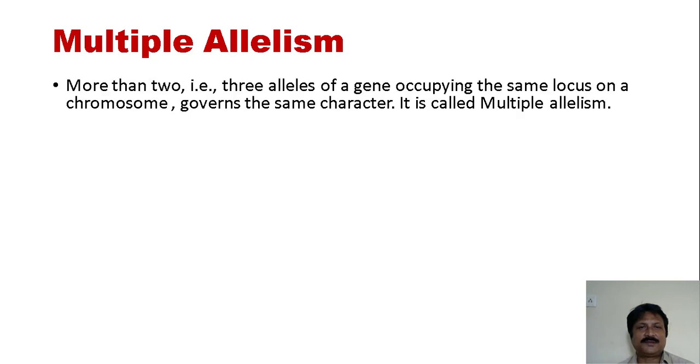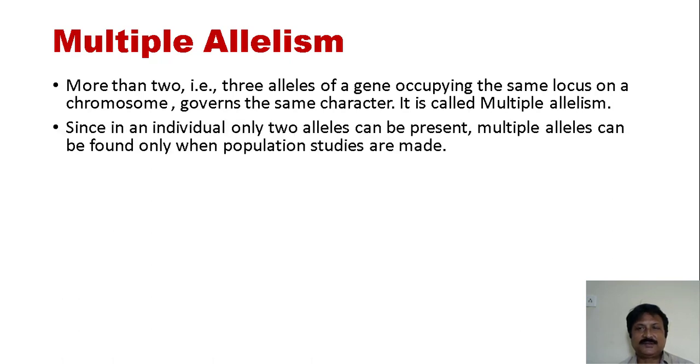Let's talk of multiple allelism. Till now we have studied that for each character there are two alleles, and the two alleles are the trait bearing. But in multiple allelism, we will observe that there can be more than two alleles for the same gene. That means in the same locus, there is a possibility of different types of alleles, and they will be governing the same character. This is multiple allelism.